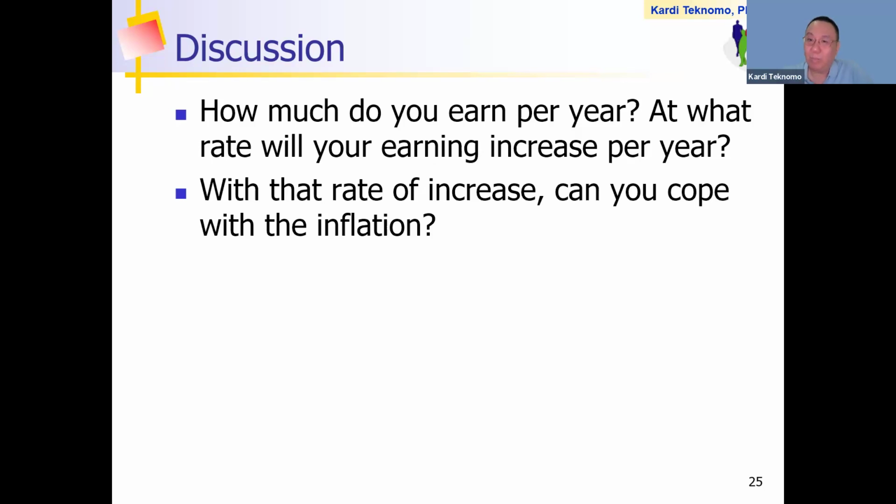And how about the house? The property price? How much do they increase per year?